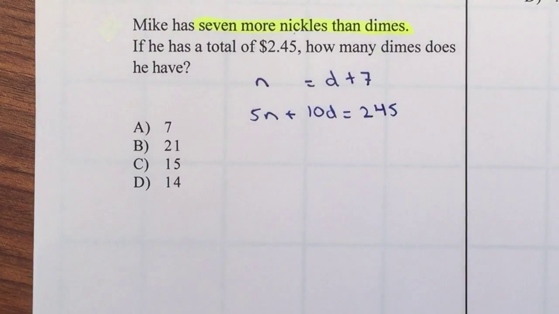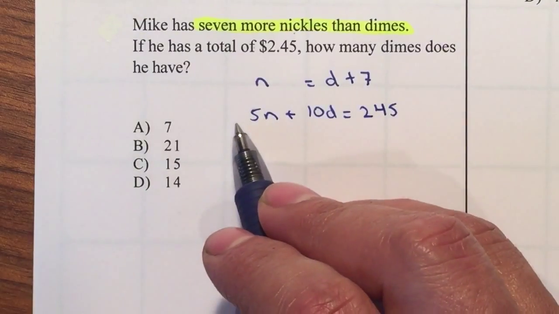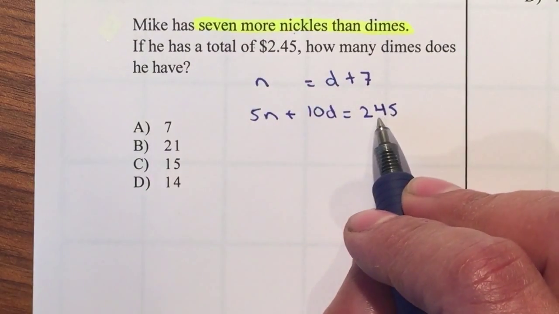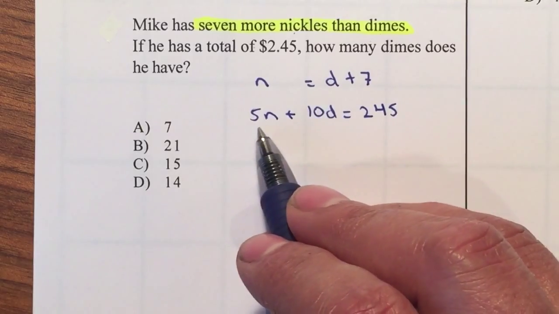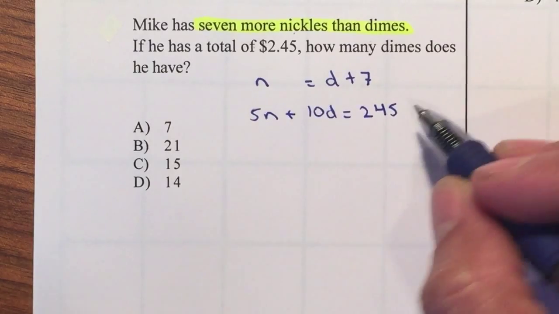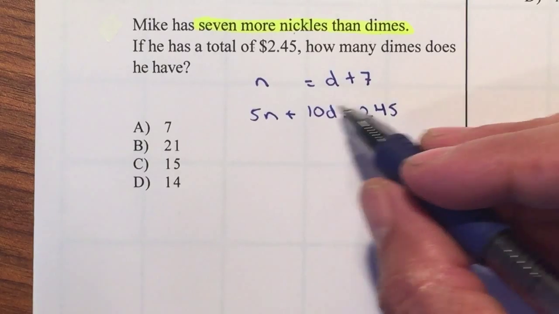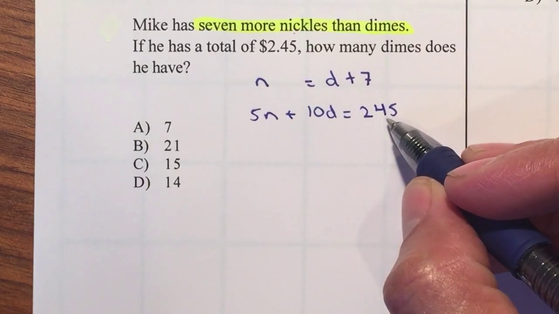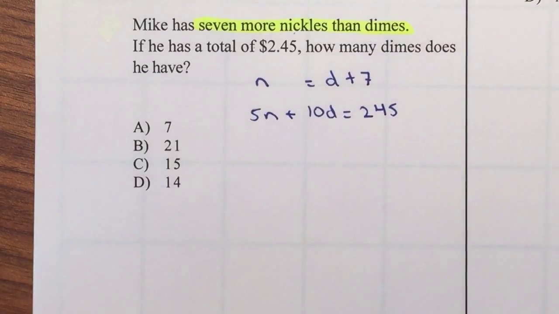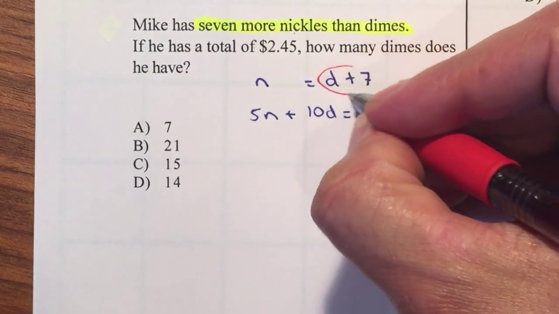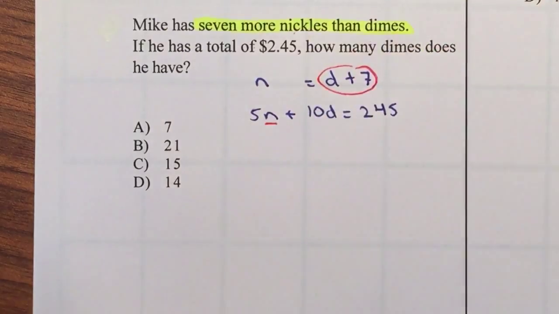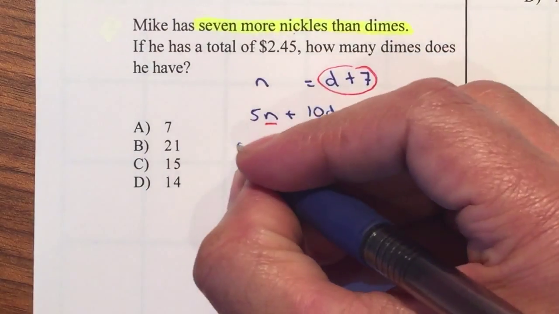Now remember that you can also work with the decimals, so it'll be 0.05, 0.10, 2.45. But then you'll have to multiply by 100 to get rid of the decimals, which takes you to this equation. And you can decide whether you want to solve it by combination or substitution. In this case, since the n is by itself, I'm just going to do it by substitution. I'm going to plug this in instead of the n. Let me set it up first.